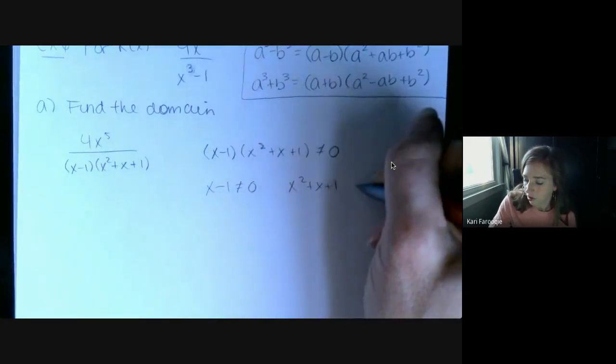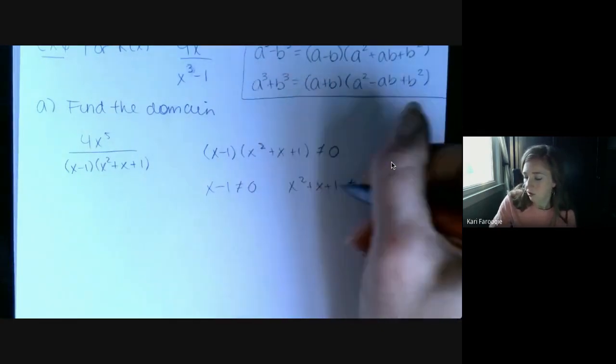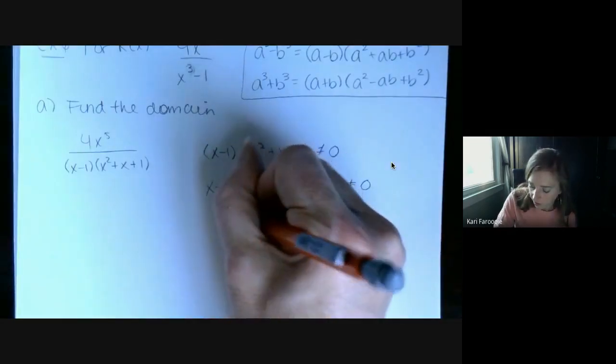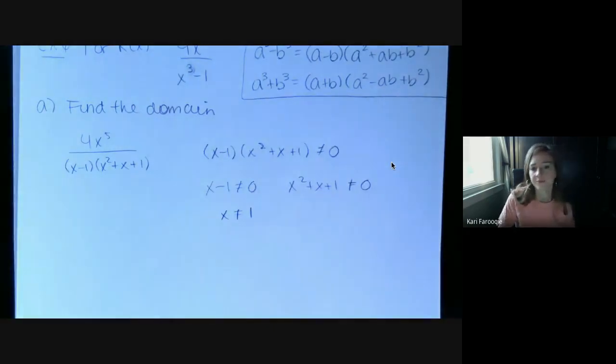And generally speaking, with the difference of two cubes, you're not going to be able to solve this one. It's going to be some sort of imaginary value, which in this case it is. You can always try. You could use the quadratic formula. You'd end up in a mess. But we can say that x is not going to be equal to 1.